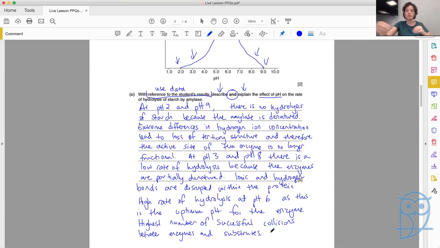But we're not going to work through all of them saying it gradually and gradually and gradually. We need to highlight phases. Okay, so whenever you're describing or explaining, you're highlighting phases of your graph.